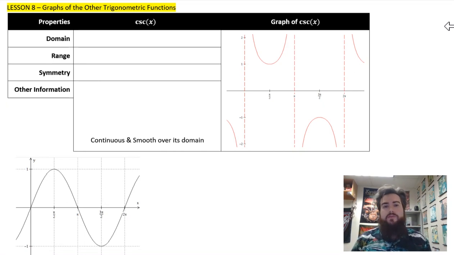Lesson 8, Graphs of the other trigonometric functions. In this section, we're going to look at two of the reciprocal functions that have been established in previous lessons, cosecant and secant. In order to come up with what the graphs for both cosecant and secant look like, we need to be familiar with the graphs of sine and cosine.